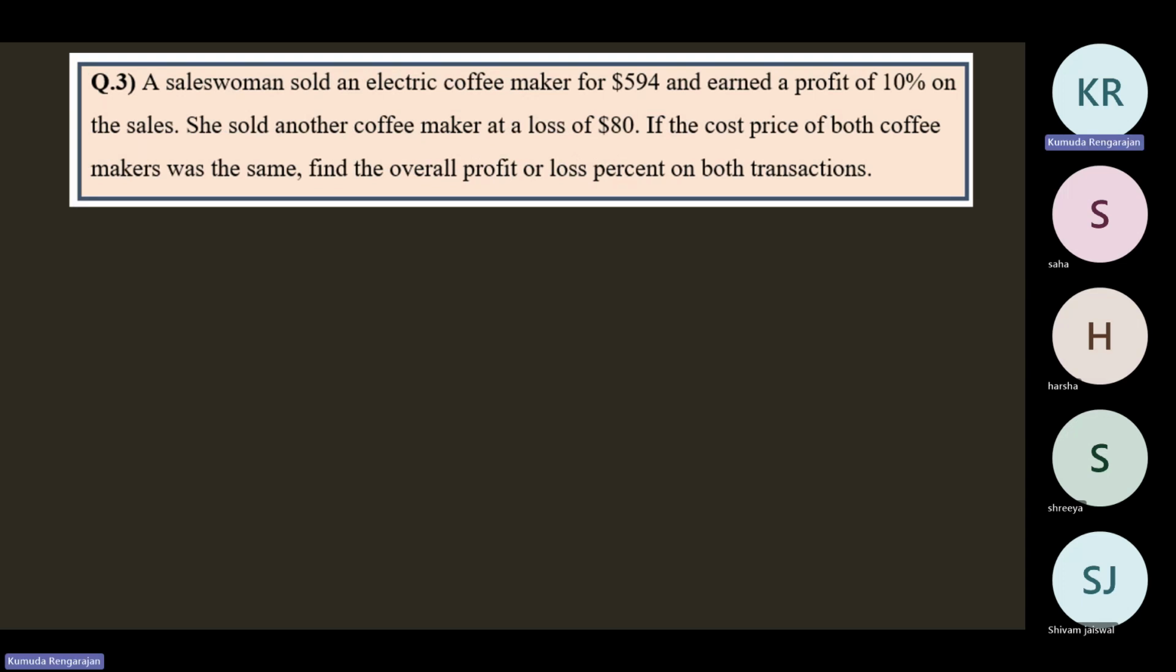A saleswoman sold an electric coffee maker for $594. Sold, so that's a selling price. Profit percent is 10%. She sold another coffee maker at a loss of $80. If the cost price of both the coffee makers was the same, find the overall profit or loss percent on both the transactions. So yeah, please help me.